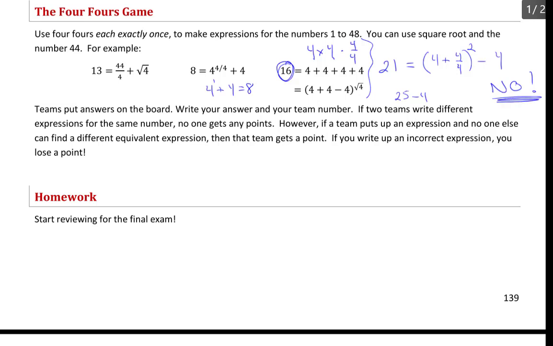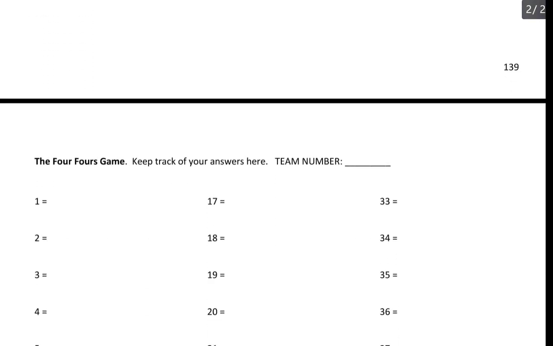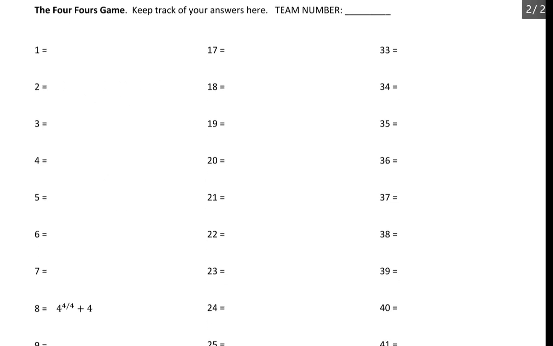I've made a mistake. Do you see what my mistake is? And my mistake is that I used the digit 2. It's tempting just to square stuff and use the number 2, but you can't. So the way I've written here, the 21 is not a legitimate way to write 21 using the 4 fours game. All right, so when I play this in class, I have teams put answers on the board, but for this homework assignment, this online assignment, do this for me.